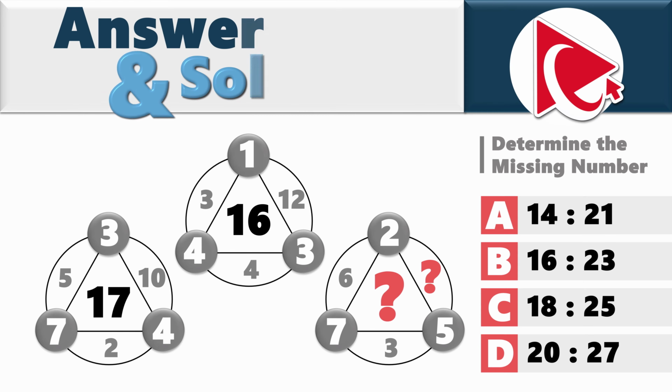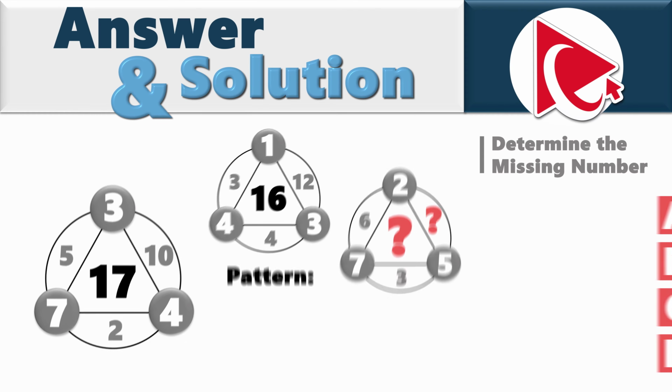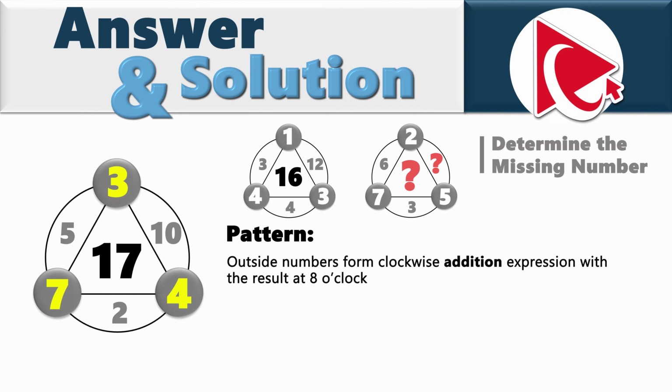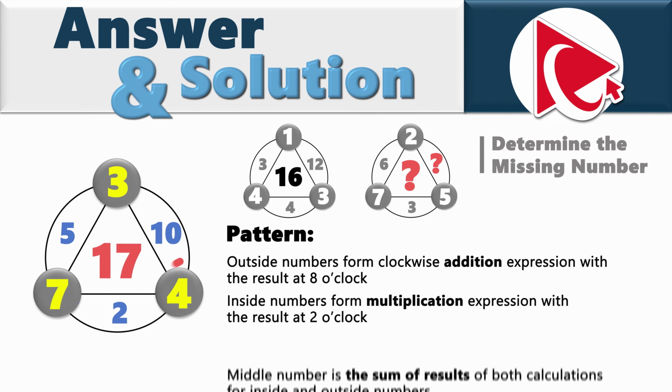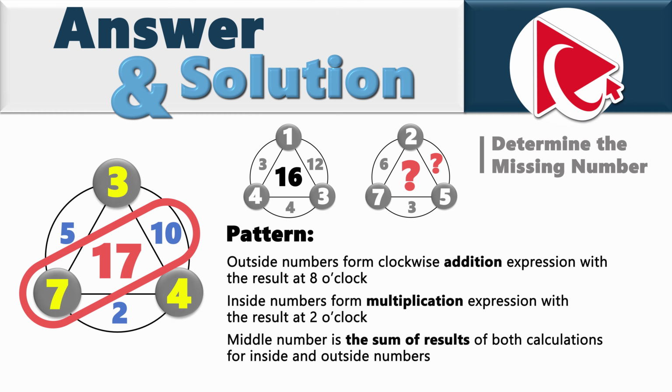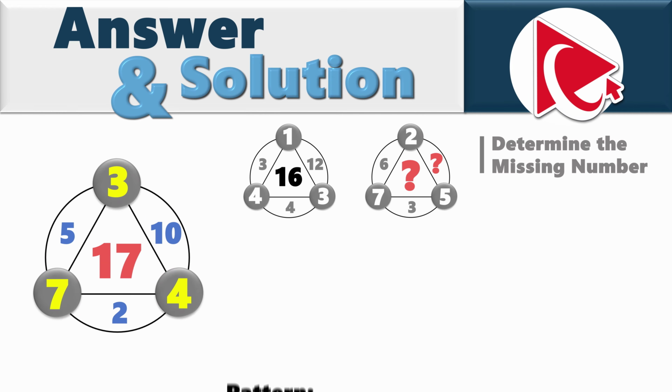If you look closely, you can easily recognize the pattern. In fact, outside numbers form a clockwise addition expression with the result at 8 o'clock. And inside numbers form a multiplication expression with the result at 2 o'clock. And the middle number is the sum of the results of both calculations for inside and outside numbers. Let's look at the example.